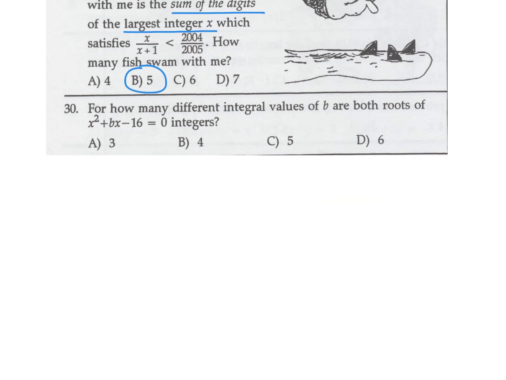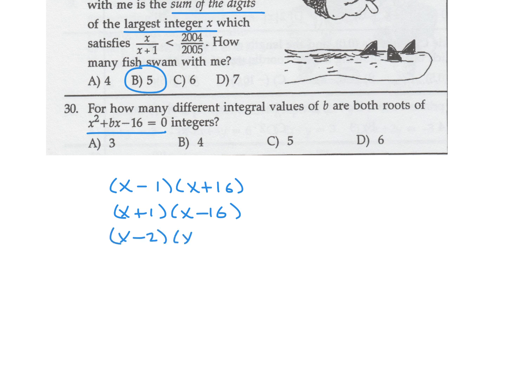And for the grand finale, how many different integral values of b are there for which both roots of x squared plus bx minus 16 equals 0 are integers? So let's try to factor this. It could be x minus 1, x plus 16. It could be x plus 1, x minus 16. It could be x minus 2, x plus 8. It could be x plus 2, x minus 8. Or finally, it could be x minus 4, x plus 4.